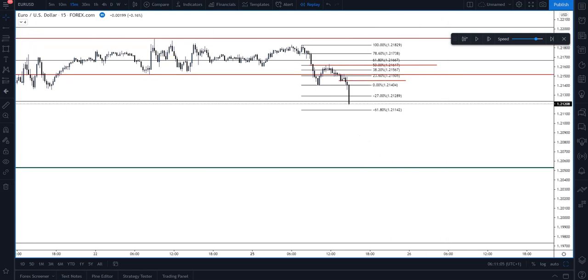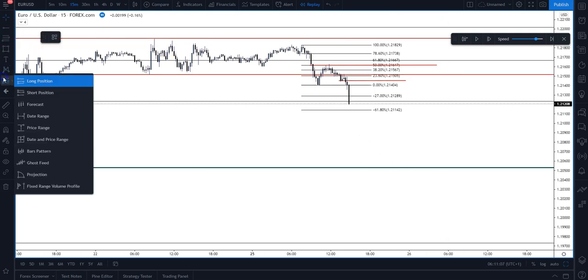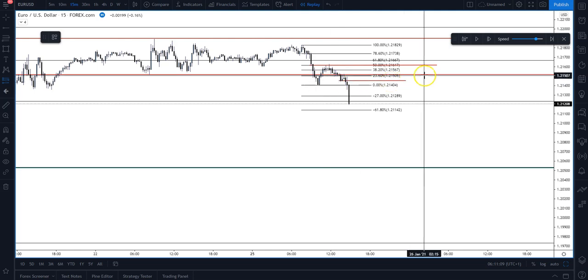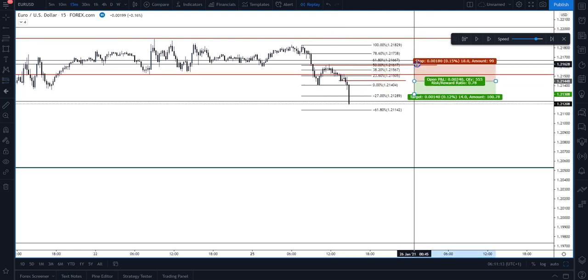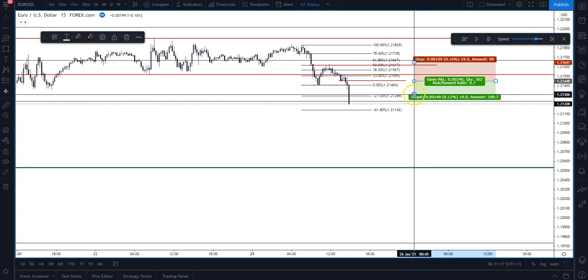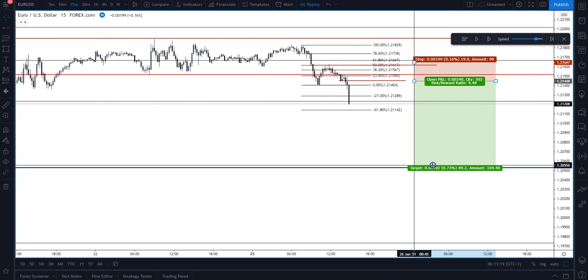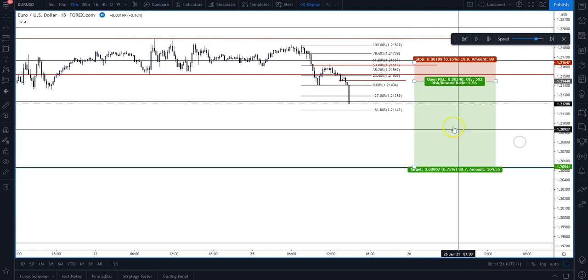So like I said, conservative entry. Let's put the stop loss up there. Almost 100 pips.